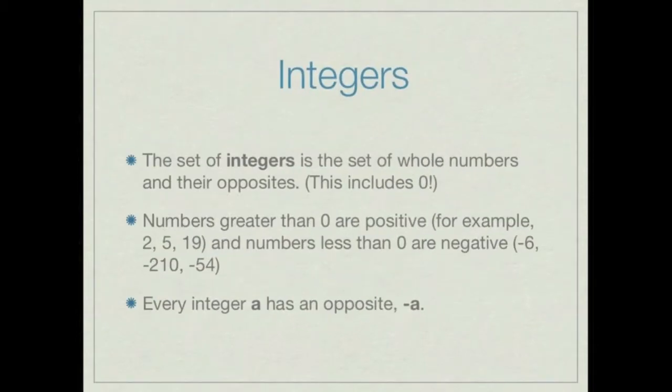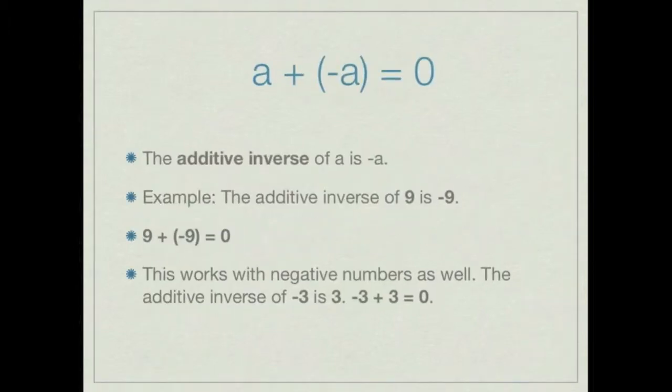Then there's the integers, which is a bit bigger. The set of integers is the set of whole numbers and their opposites, and this includes 0. Numbers greater than 0 are positive, and obviously numbers less than 0 are negative. And every integer a has an opposite, negative a. The opposite of 3 would be negative 3, and it's the same for negative numbers too. The opposite of negative 3 would be 3.